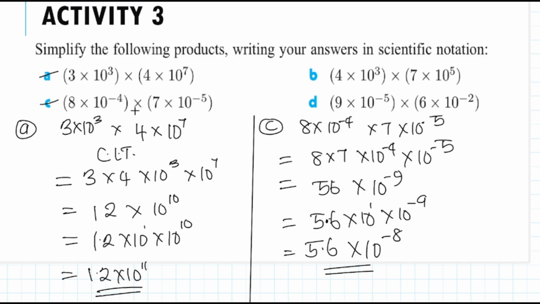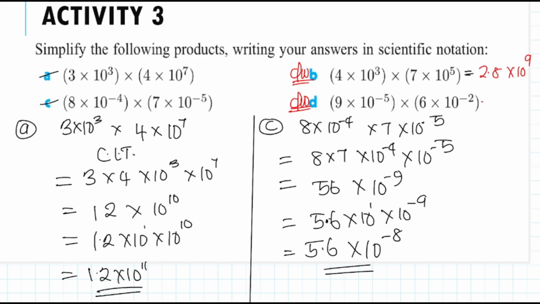So you pause the video and take B and D as your classwork. Alright, so let's check your answer. So if you add the power here, that's 3 plus 5, that is 8. 4 times 7 is what? 4 times 7 is 28. So this will be 2.8 times 10 raised to power 9.